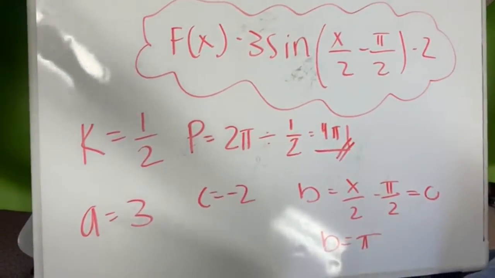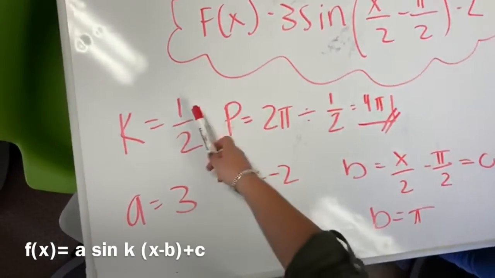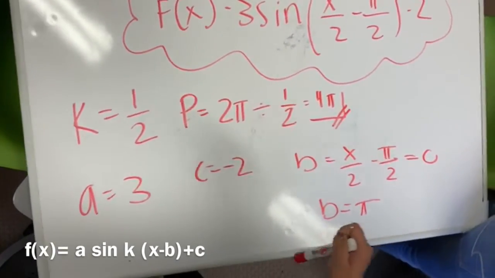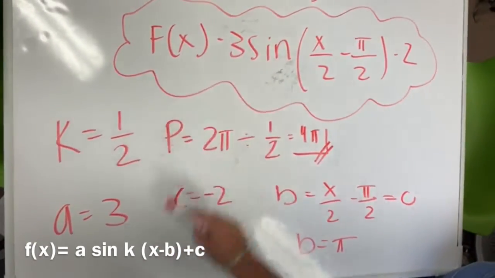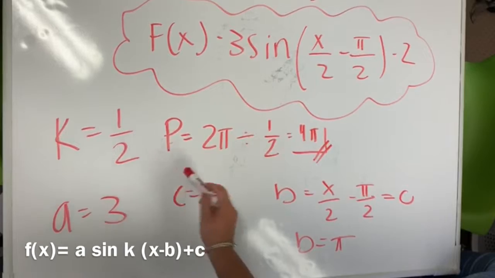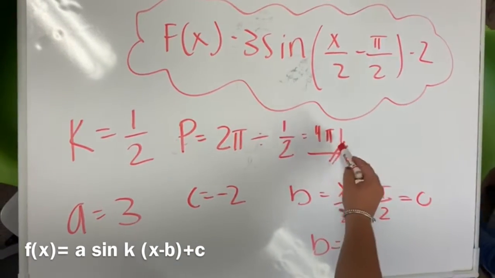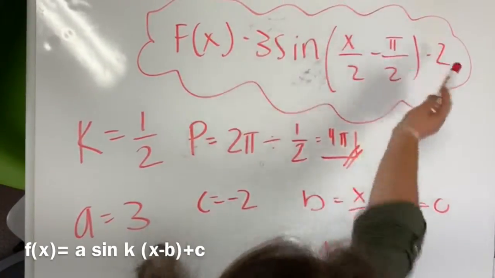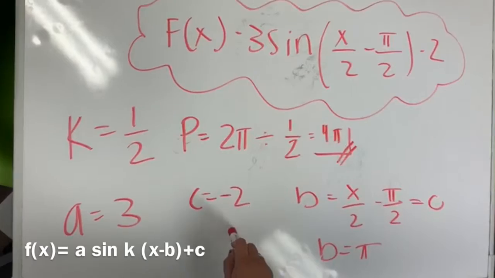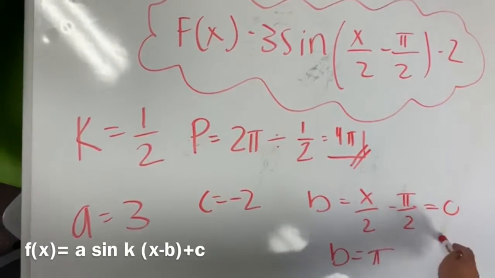The values of our equation are k, it's this, so it's 1.5. Then we have amplitude, which is here, so it's 3. Then the period is 2 pi over k, and it gives us 4 pi. Then c is this, so it equals minus 2. And then b is this, and we equal it to 0.